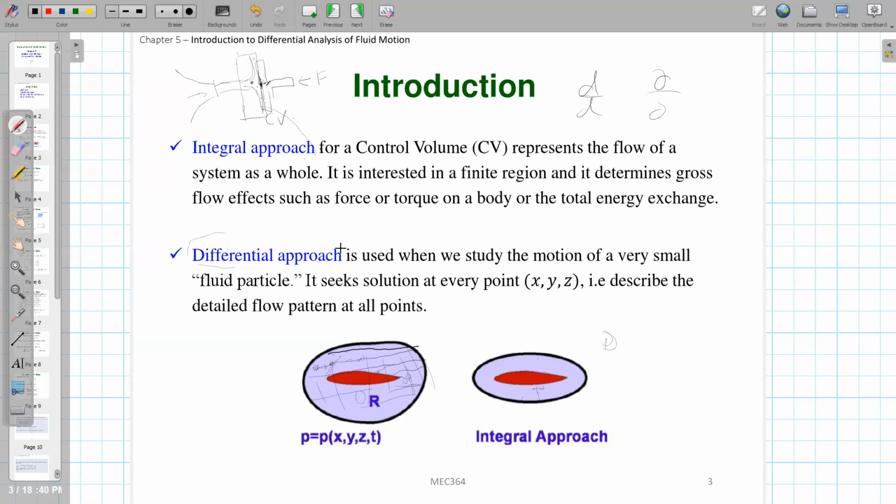Okay, and so now the question is how we derive these differential approach equations. How do we derive these fluid dynamics governing equations, the conservation of mass, momentum equation, and energy equation, in the differential form? It's the same idea as the way we derived the integral form. Remember how we derived those fundamental equations in the integral form?